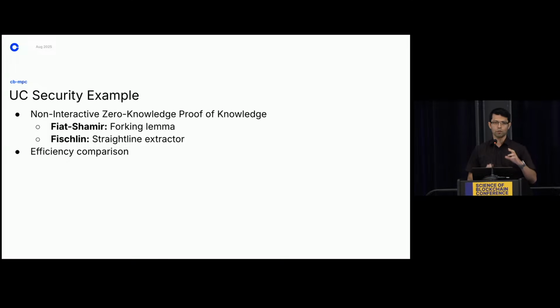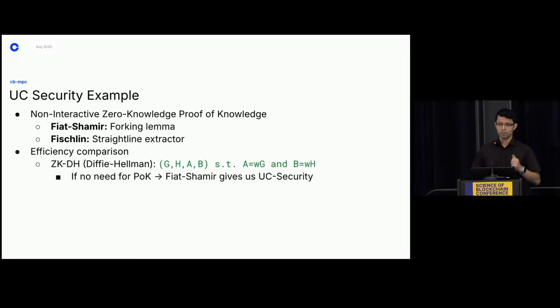To do that, I'm going to go a little bit into cryptography, so bear with me, please. I'm going to describe the zero-knowledge Diffie-Hellman and the zero-knowledge discrete log as two examples. For the Diffie-Hellman tuple, we want to prove that a tuple G, H, A, and B, which are elliptic curve points in an appropriate group, is such that there exists a witness, a secret W, such that A is W.G and B is W.H. That's what we want to prove.